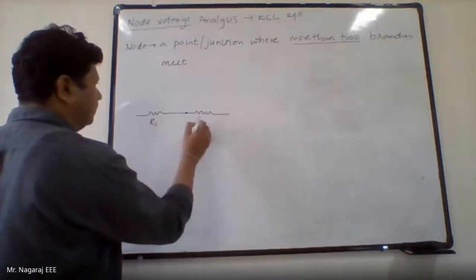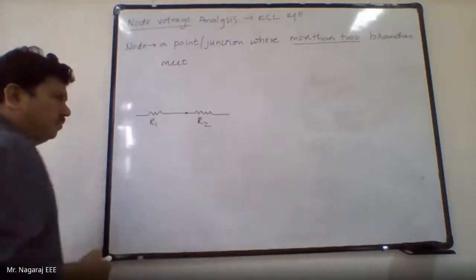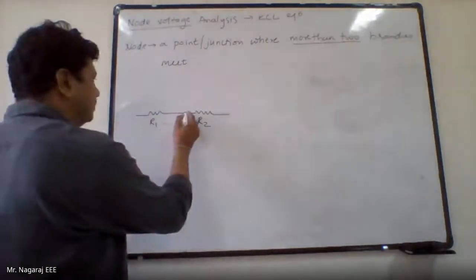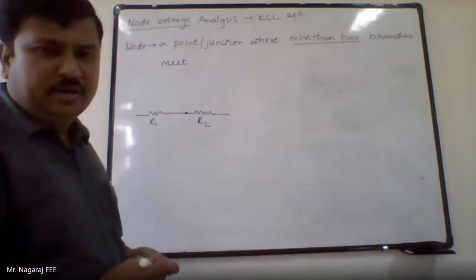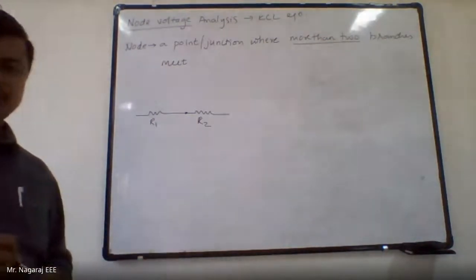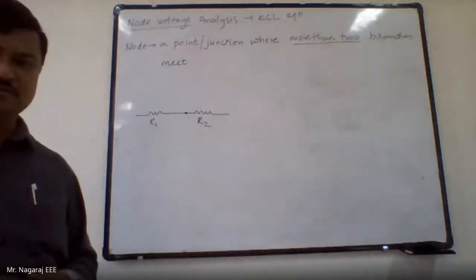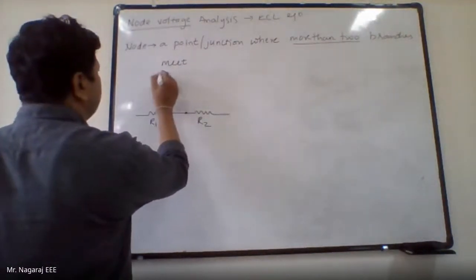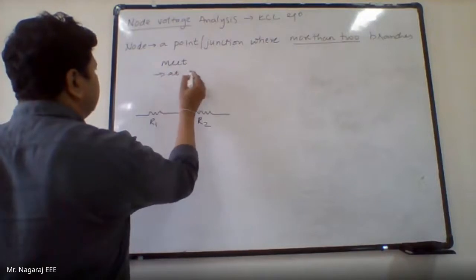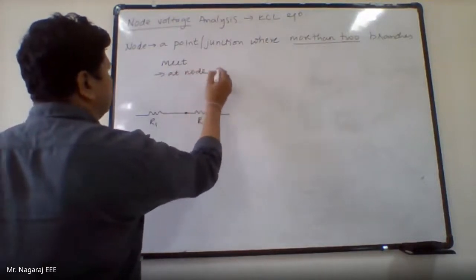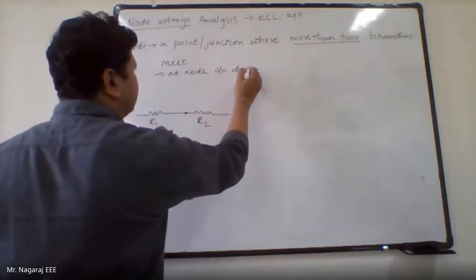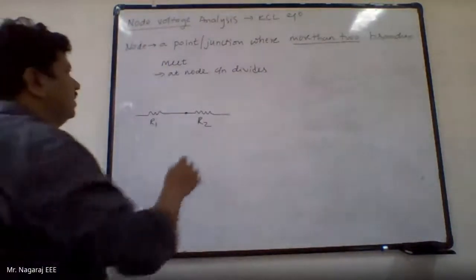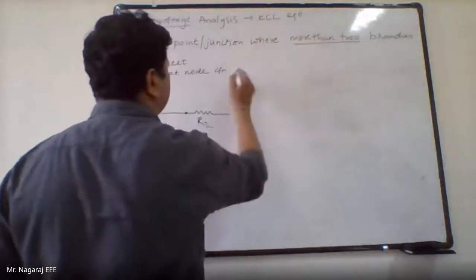let this be R1, R2. So when I have two resistances connected at a point, I cannot call this a node. Why? Because a node is always a point in the circuit where the current divides. You can add one more understanding to a node: at a node, current divides, or current gets divided.